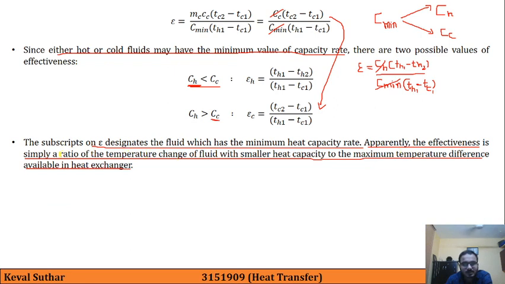That it is a ratio of temperature change of fluid with smaller heat capacity to maximum temperature difference available in the heat exchanger. That can be validated with these two equations.